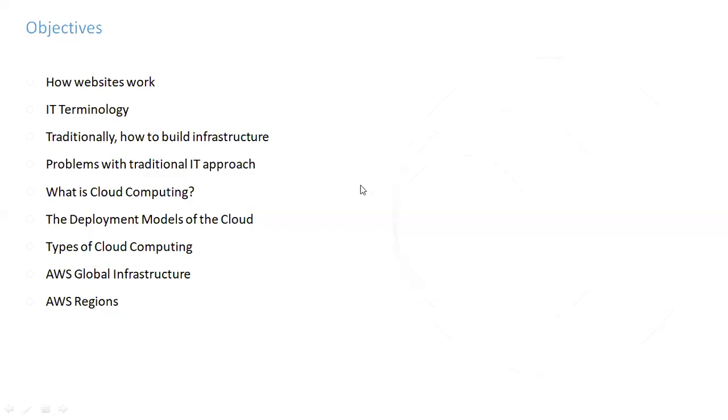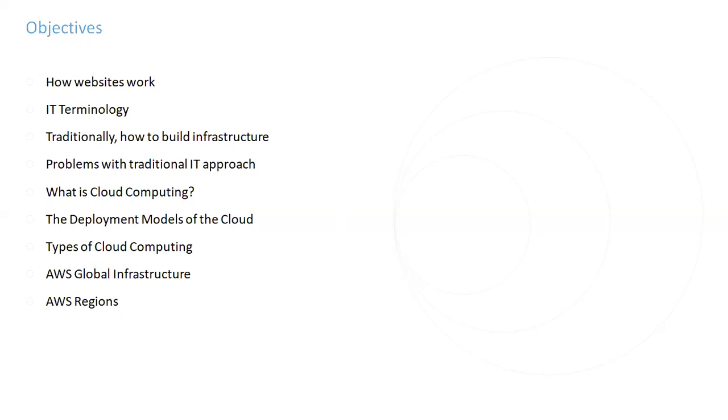Hello everyone. In this session, we are going to start AWS. So let's understand what is cloud computing. Basically, we are trying to understand what cloud computing is, and how different cloud service providers provide cloud computing services. Let's now understand what cloud computing is.